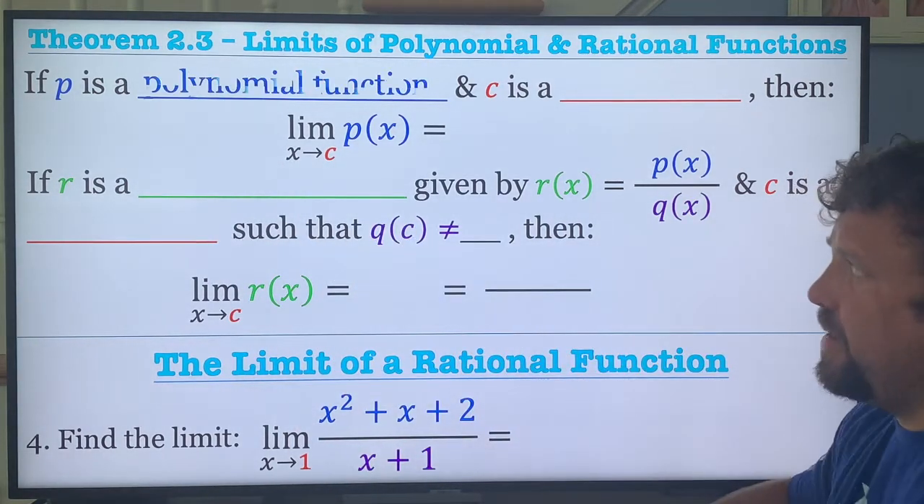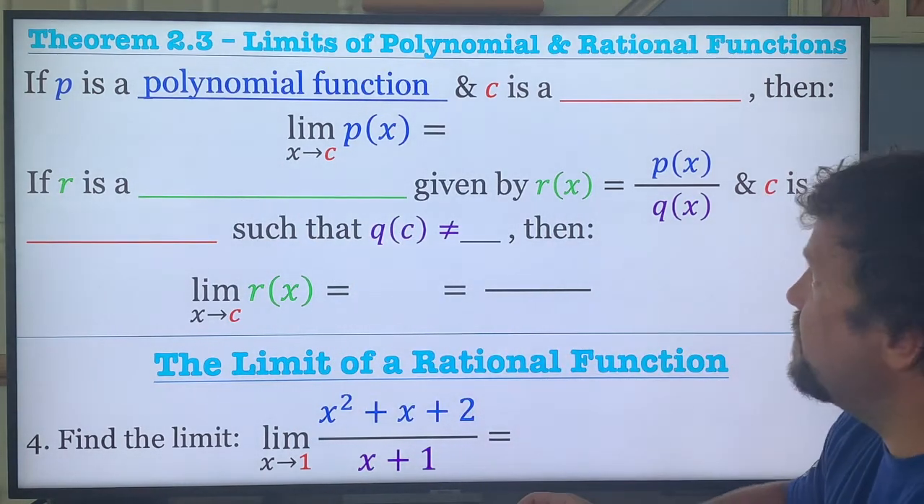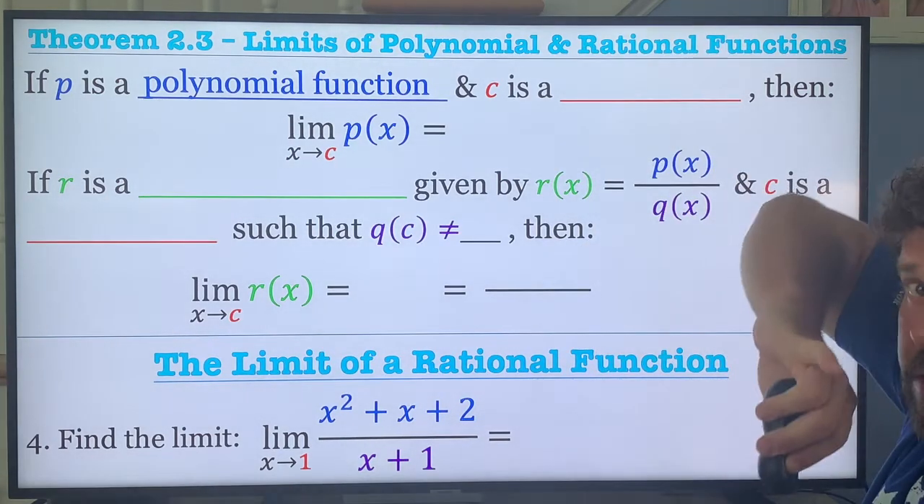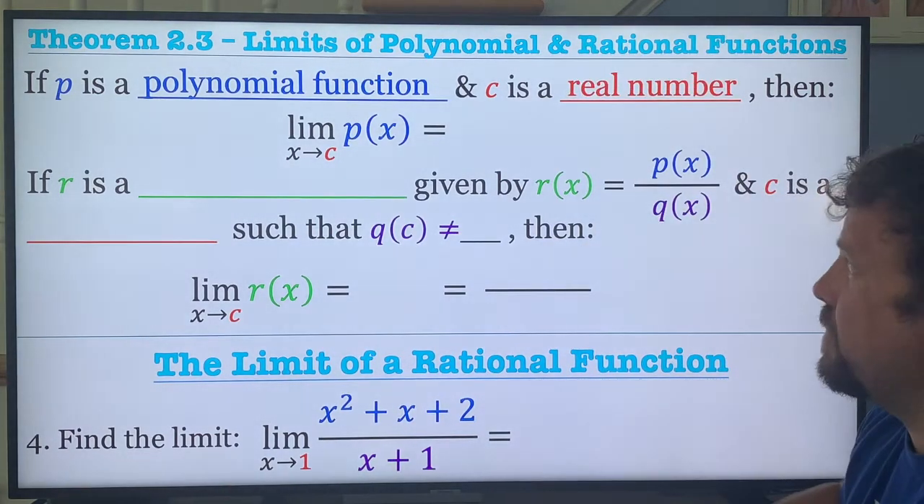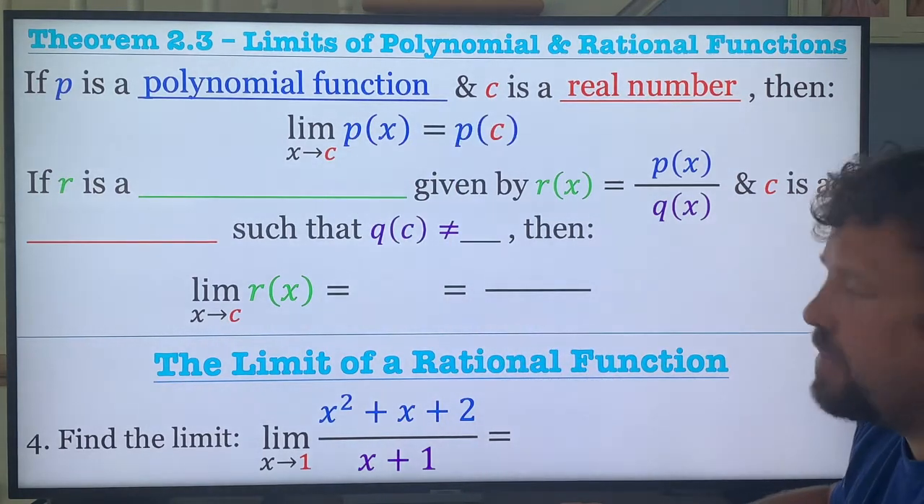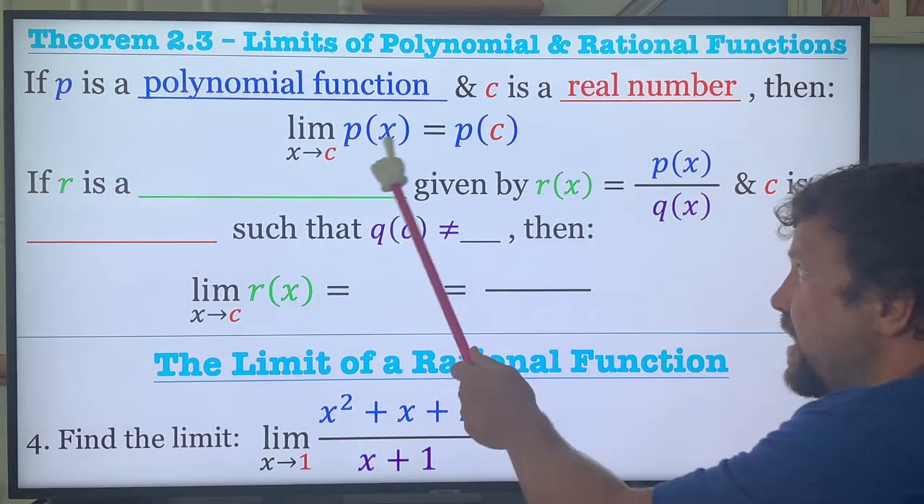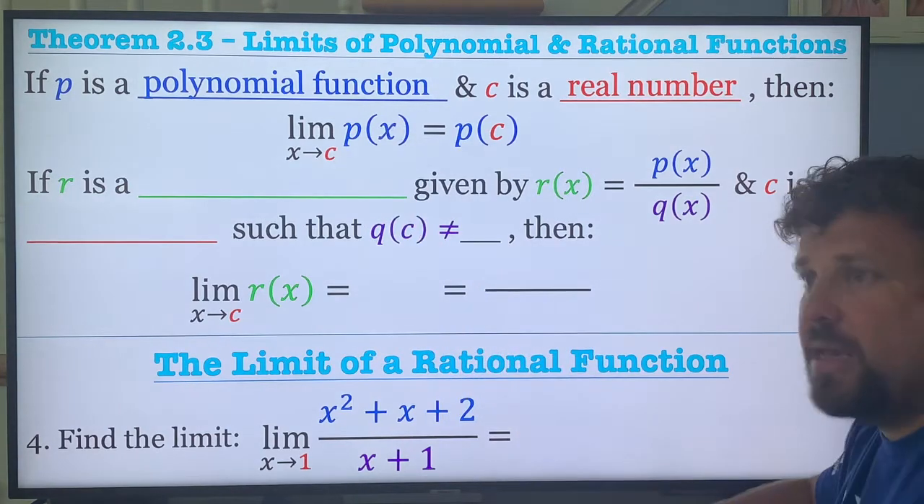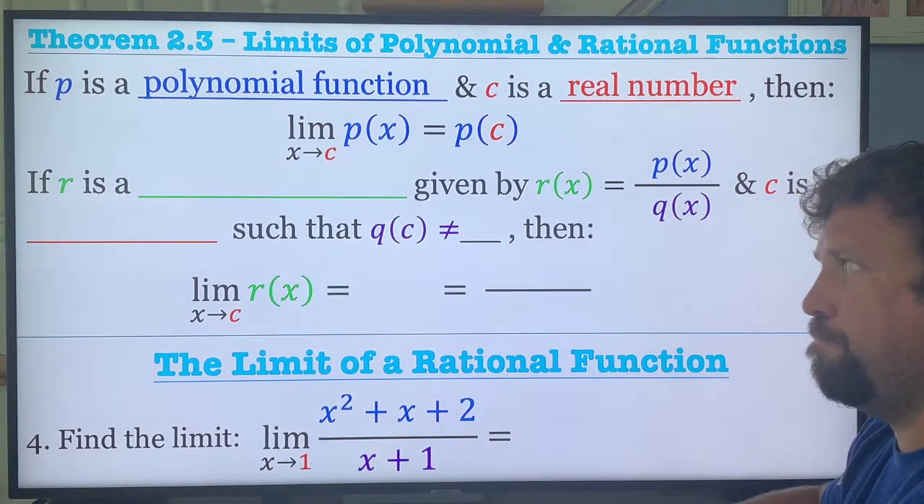If P is a polynomial function and C is a real number, real number is pretty much every number, then the limit of P of X equals P of C. That's it. All this is saying is just take C and plug it in. It's just like solving for a function.